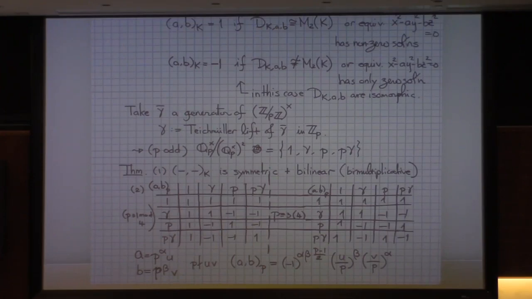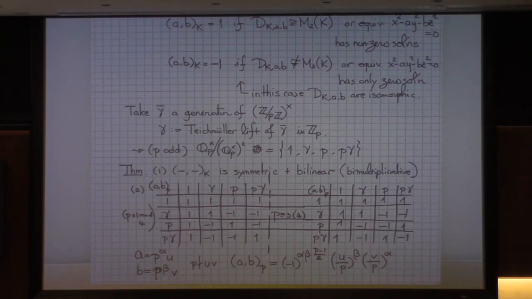And part 1 of the theorem we said is that this Hilbert symbol is symmetric, and it's bi-multiplicative. More explicitly, if p is odd, we have these two tables here. I'll keep them up so that we can use them later. That's what the Hilbert symbol is. And there's a formula for this. A and B are written by separating out the unit part and the p part, and then the Hilbert symbol is given by this formula, where these u_p and b_p are Legendre symbols.